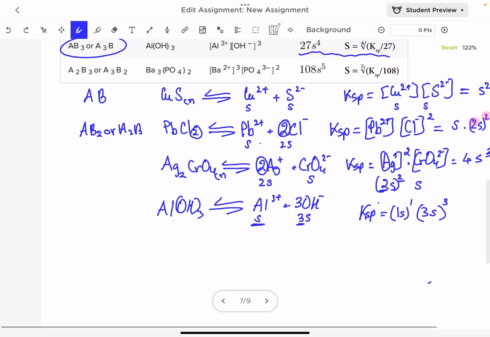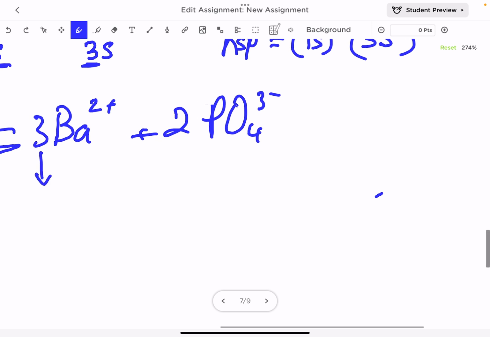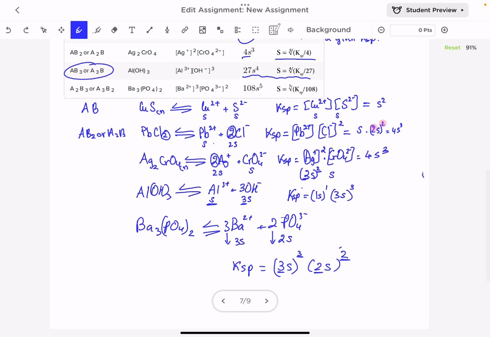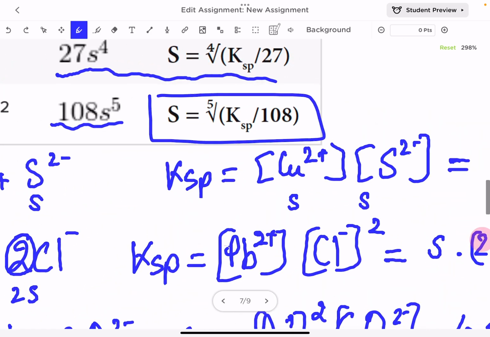If I take another example, let's say barium phosphate. This is going to be 3 barium and 2 phosphate. So let's look at it. I have 3 and I have 2. It's going to be 3S and 2S. So when I write the KSP, 3 inside, 3 outside, matching. 2 inside, 2 outside, matching. So here the formula is going to be 108 S5, and S is formula as shown here.